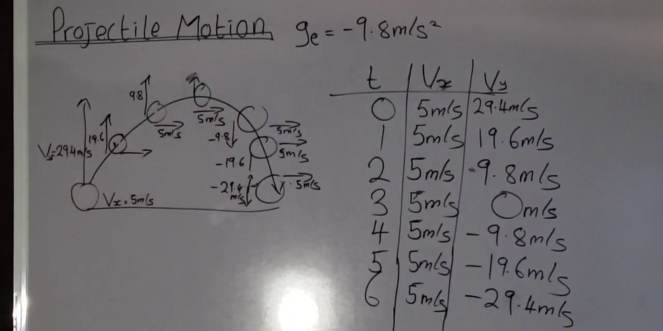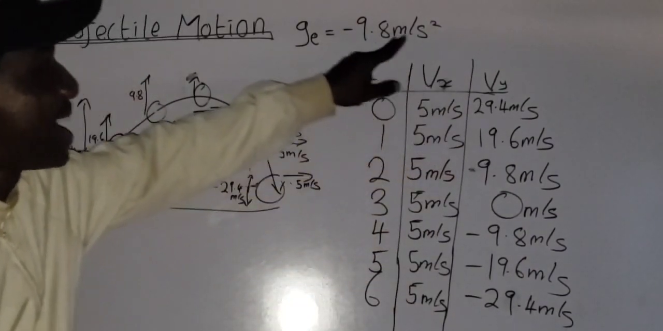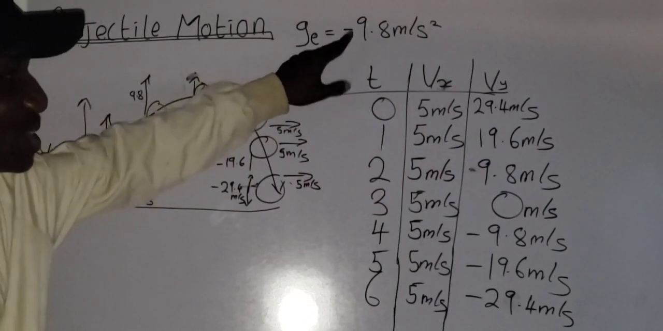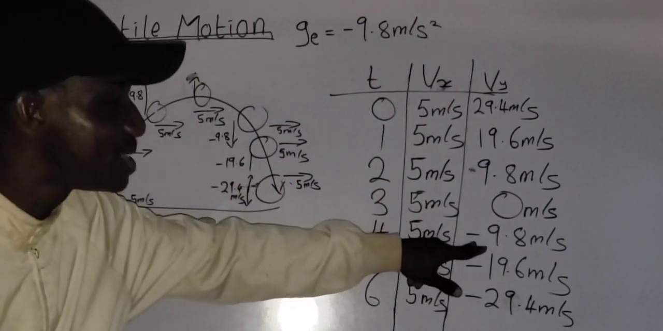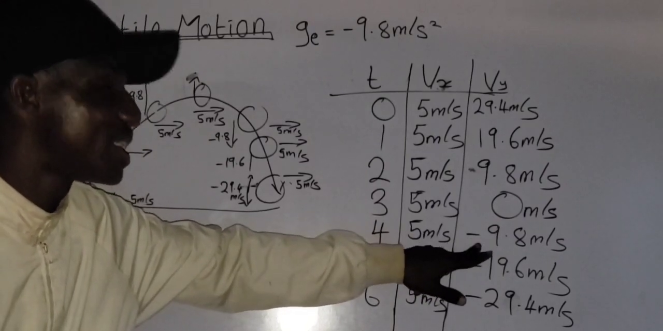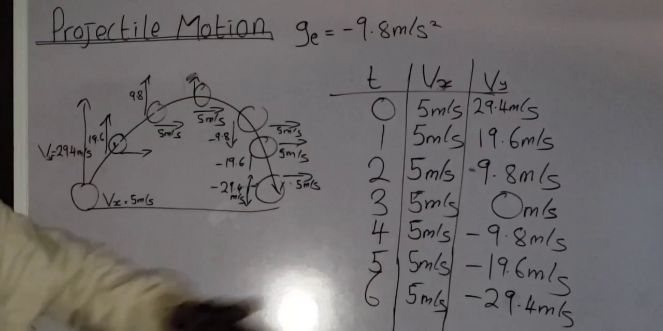Now, I want you to take note of something. When the velocity is positive and the acceleration is negative, what happens? The velocity begins to decrease. Do you understand? But immediately the velocity becomes negative and the acceleration is also negative, what happens? The velocity will increase. Are you getting what I'm saying?